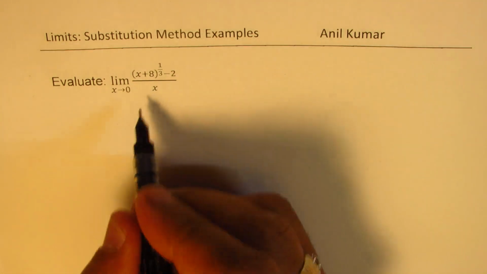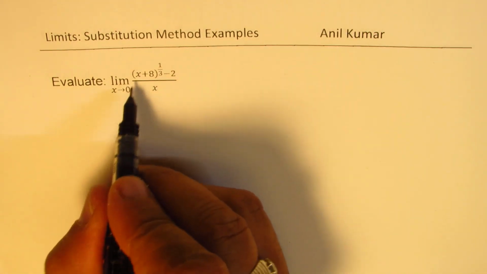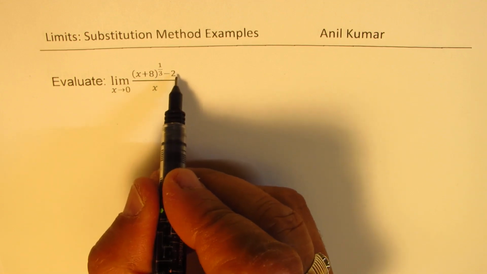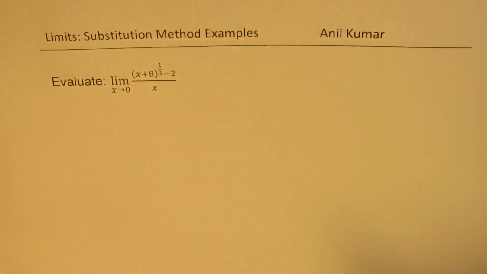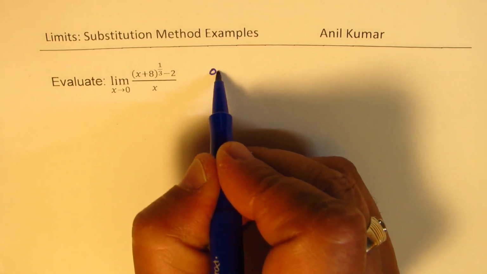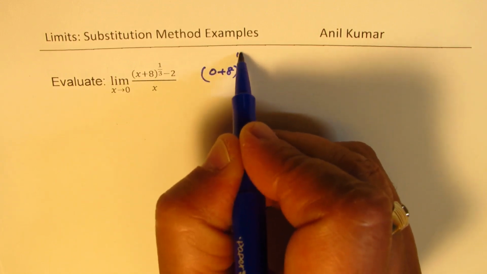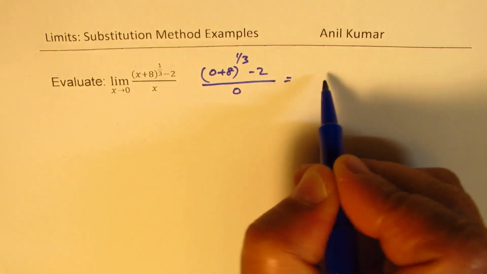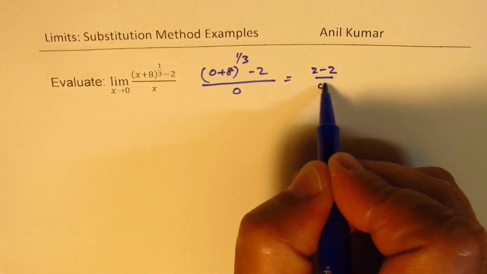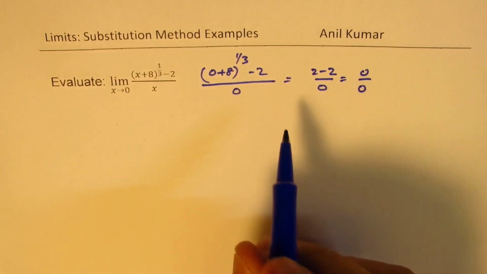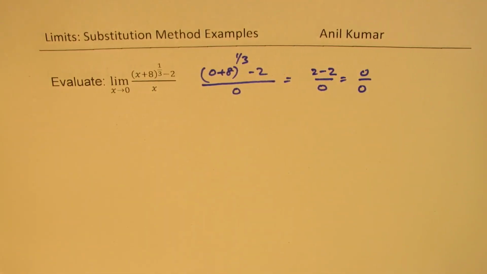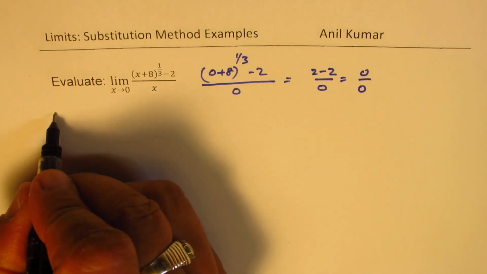So here, what we are going to do. Well, if I substitute 0, I will get 2 over 2 minus... If I substitute 0 here, I get 0 plus 8 to the power of 1 over 3 minus 2 over 0, which is 2 minus 2 over 0, which is the form 0 over 0. And therefore, we are using our technique of substitution, right? So now we are going to do the substitution.